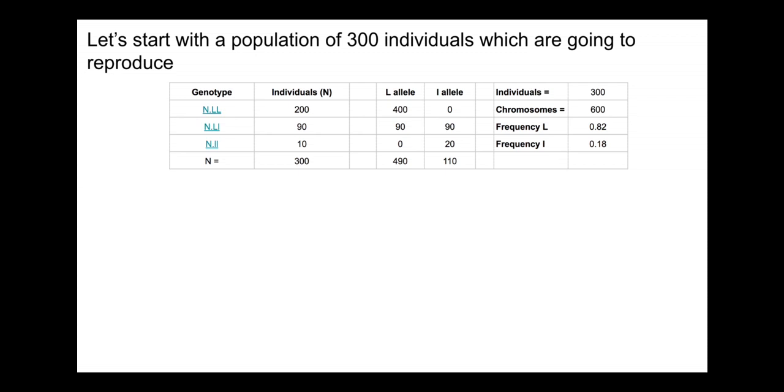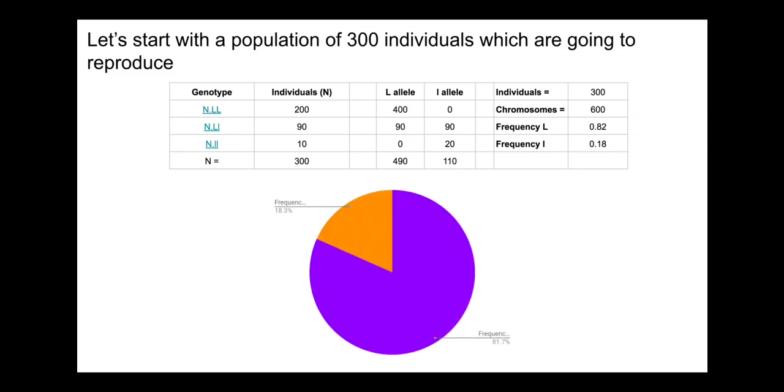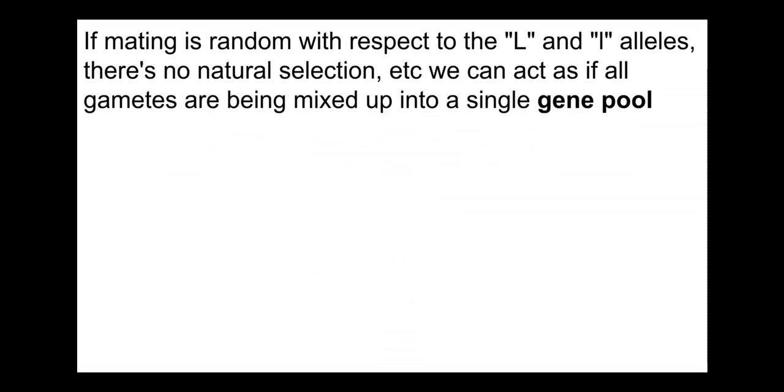300 total individuals, 600 chromosomes or gametes in my gene pool. Add up 400 plus 90, 490 big L alleles divided by 600 is going to equal 0.82. 90 plus 20 equals 110 little l alleles. 110 over 600 is going to equal 0.18. Shown graphically, that's what those allele frequencies would look like.